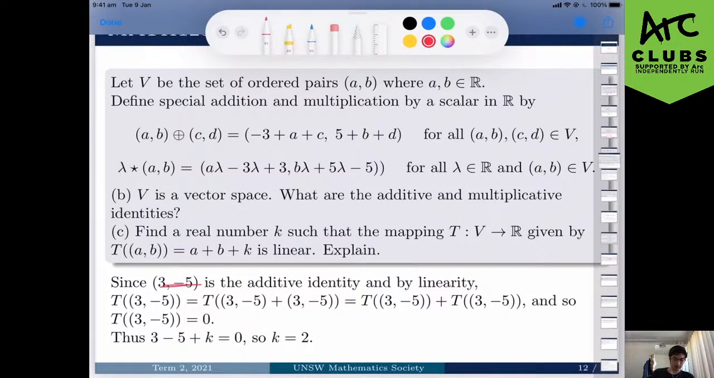So we have an additive identity, so when we add it to itself, it's the same thing. And by linearity, we can split it up into two terms. And so we have this equals 2 times itself. And so that must be 0. So we just do that, and then we get k equals 2. So that's how we find the answer.